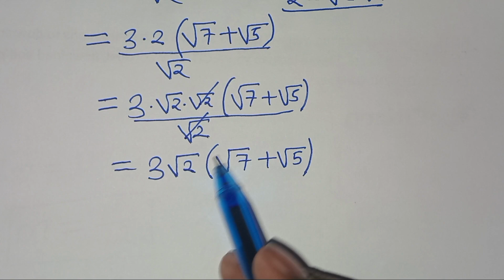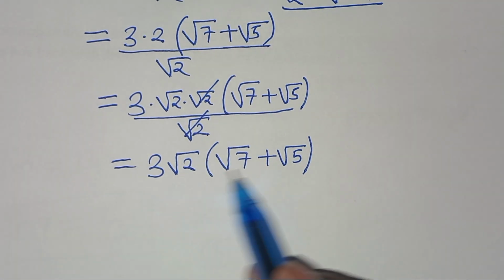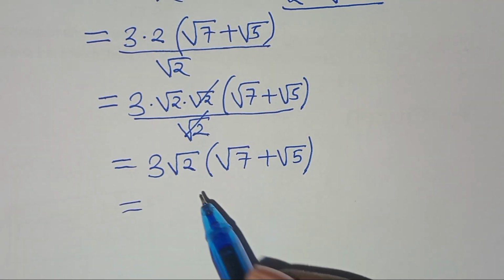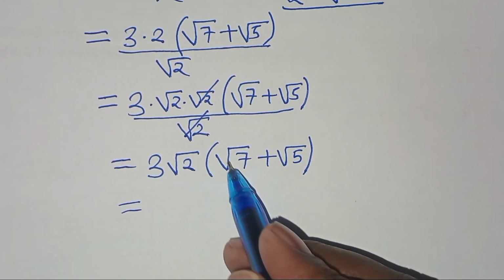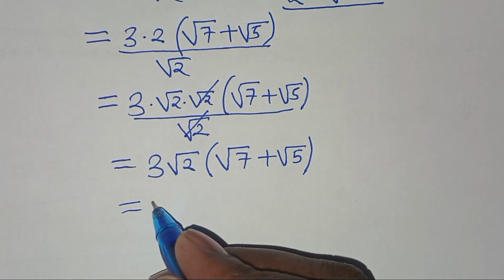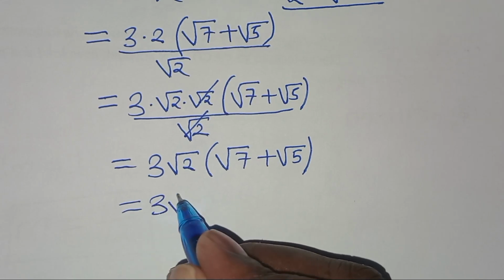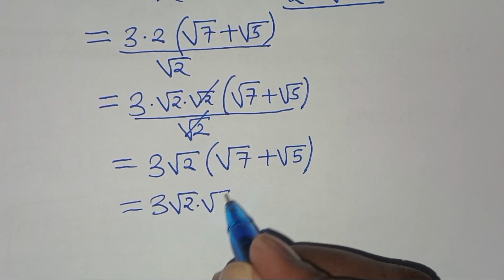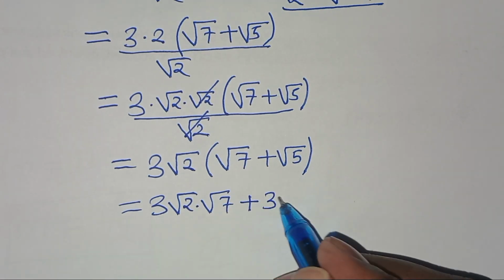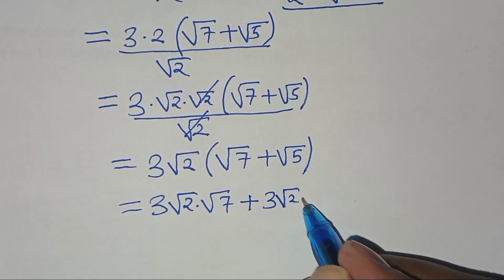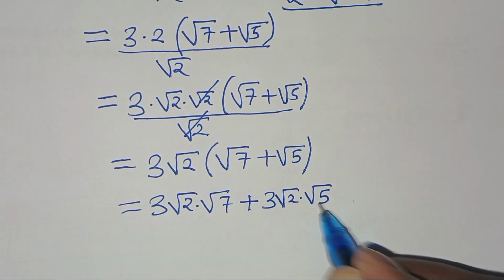Now, the next step from here, let's open the bracket. So 3 square root of 2 times square root of 7, then plus, again here we have 3 square root of 2 times square root of 5.